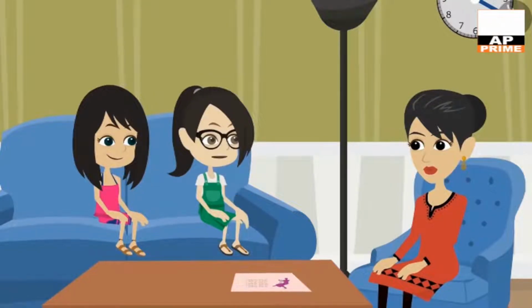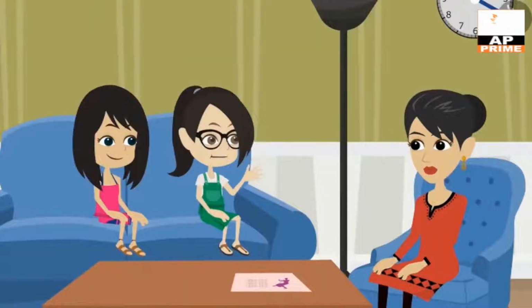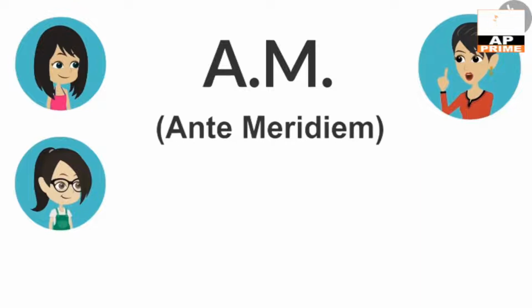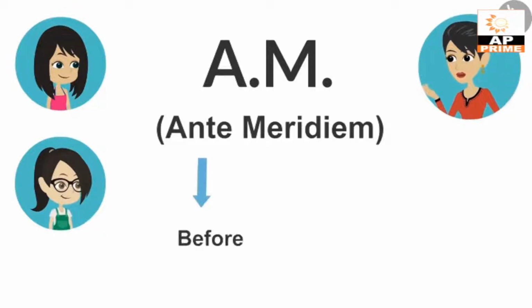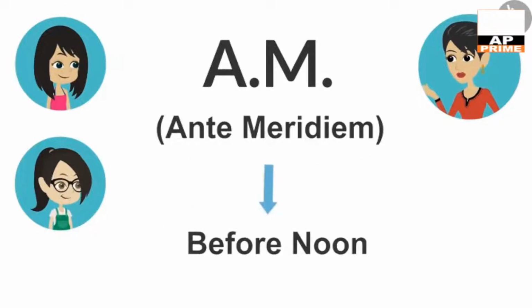Whenever the time has to be mentioned, we have to write it with the information whether it is before noon or after noon. Yes. But what does AM and PM stand for? Full form of AM is ante-meridiem. Ante in Latin language means before and meridiem means noon. So, ante-meridiem means before noon.